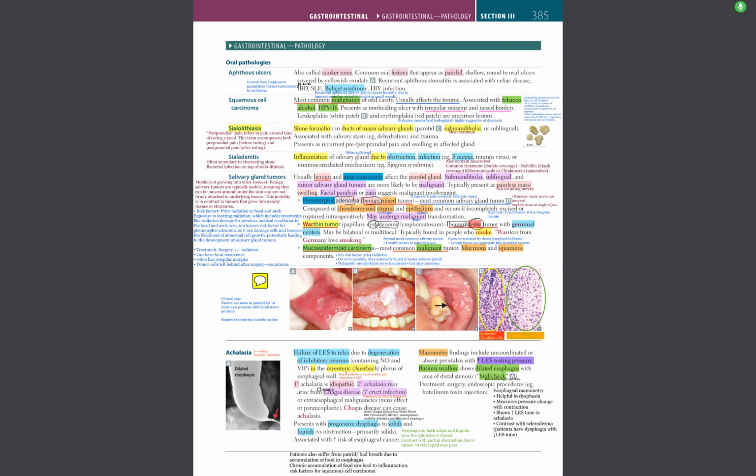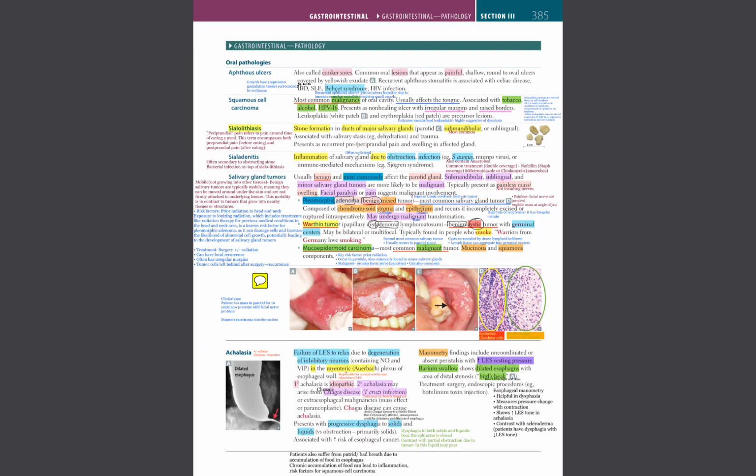Hi everyone, today is our first topic, which is GIT pathology, and today we are first going to speak about oral pathologies, which include aphthous ulcers. It is also known as canker sores, and it is a common oral lesion that appears as painful shallow round to oval ulcers, covered by yellowish exudate.